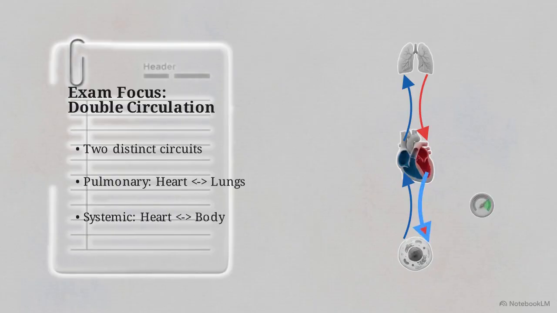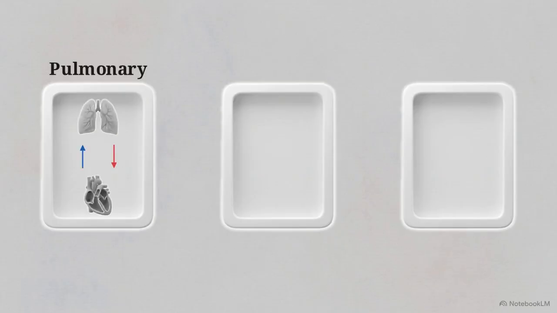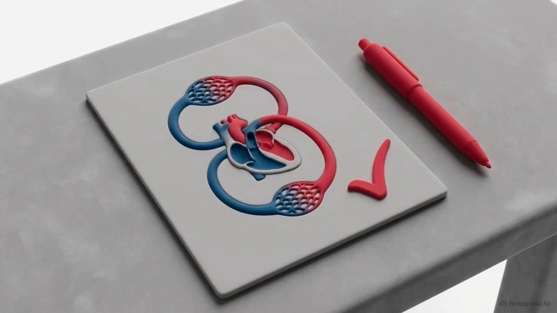When asked for a benefit, identify that this system maintains high blood pressure in the systemic circuit for efficient delivery to all cells. These three panels summarize the core concepts: pulmonary route, systemic route, and the resulting pressure advantage. Recalling these three components and their physical advantages ensures your answers contain the specific details required for any circulatory question on exam day.